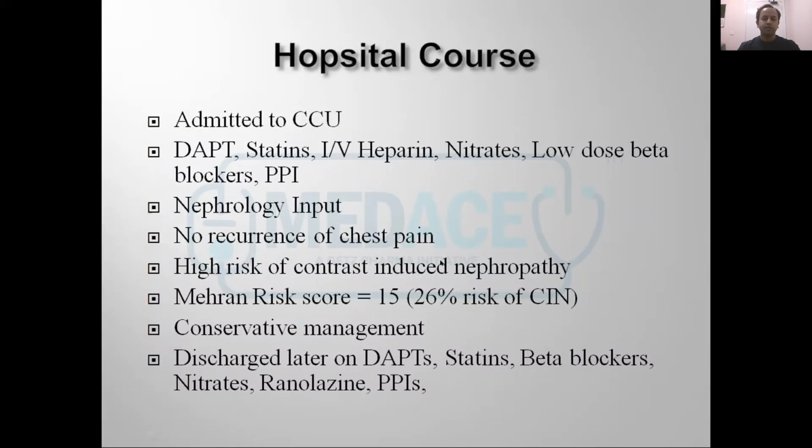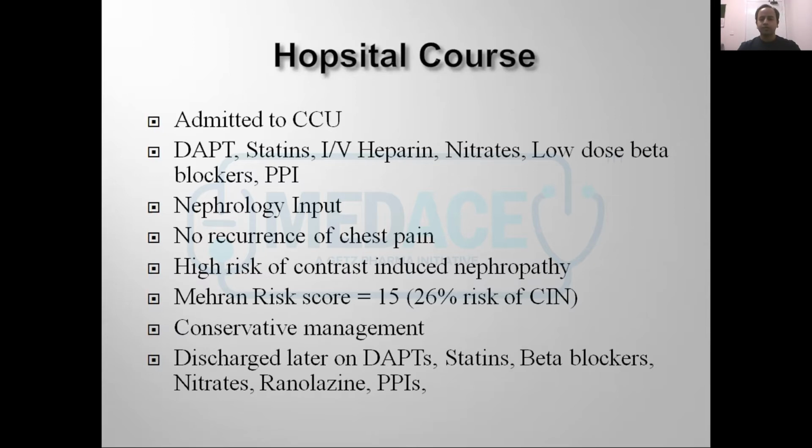So the patient was admitted to the CCU. He was started on dual antiplatelets, statins, IV heparin was initiated, nitrates were given. He was started on low dose beta blockers, and nephrology was called in because the patient already had low creatinine clearance. While he was here with us, there was no episode of chest pain.